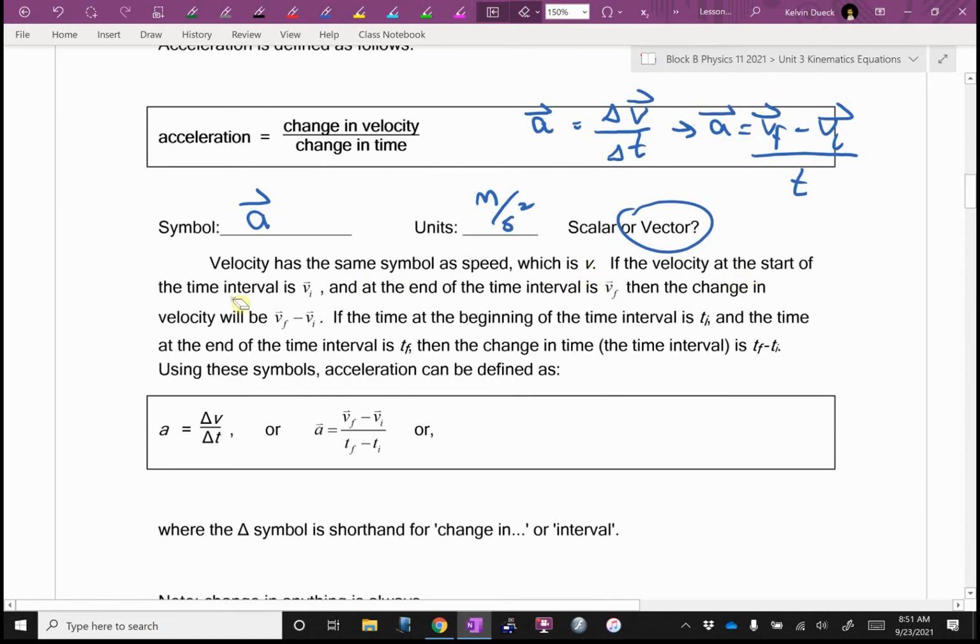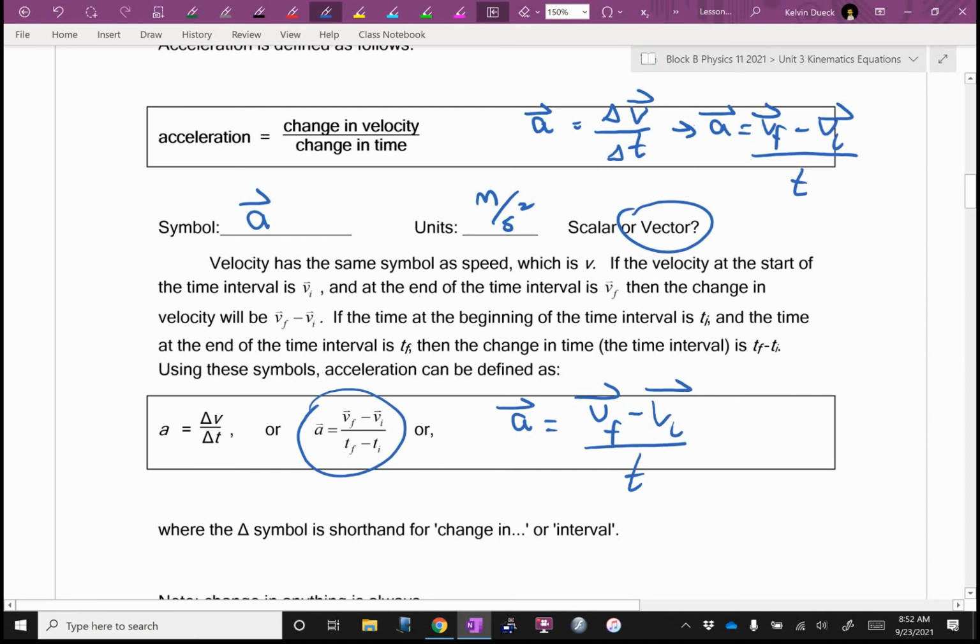If the velocity at the start of the time interval is vi, initial, and the velocity at the end of the time interval is vf, final, then the change in velocity will be final minus initial. Reed, you agree with that? Good. If the time at the beginning of the time interval is ti and the time at the end of the interval is tf, the change in time is tf minus ti. So technically, this was the equation we would have written, but typically we write it this way: vf minus vi over t, which we also put up there.